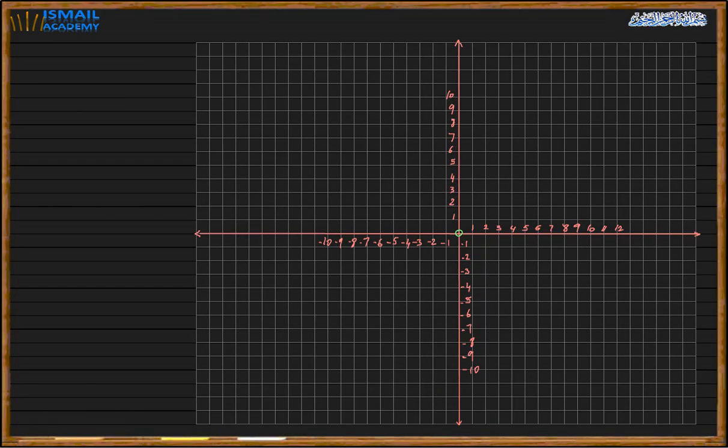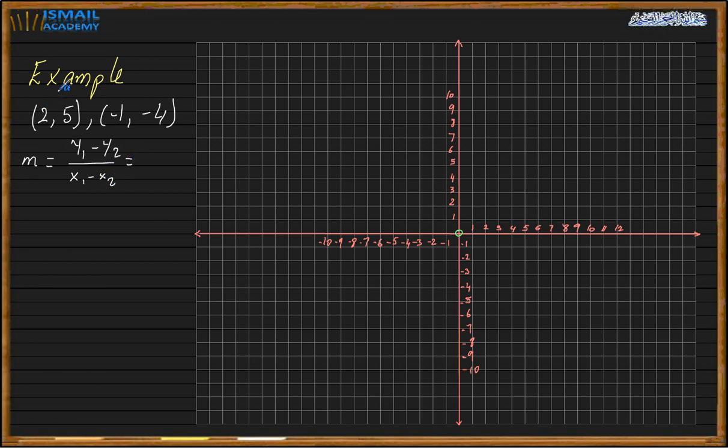So let me give you an example. In the next coming lesson we will show you how to write the equations of a slant line. So example, if I have those 2 points, 2, 5 and minus 1, minus 4, my slope will be y1 minus y2 over x1 minus x2. So it's going to be 5 minus minus 4 over 2 minus minus 1. So it's going to be 9, because this becomes positive, over 3, which is 3. So my slope is 3.